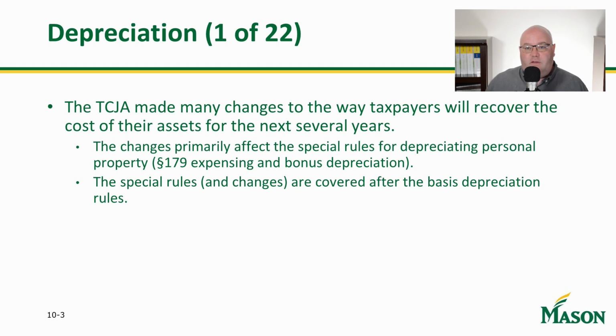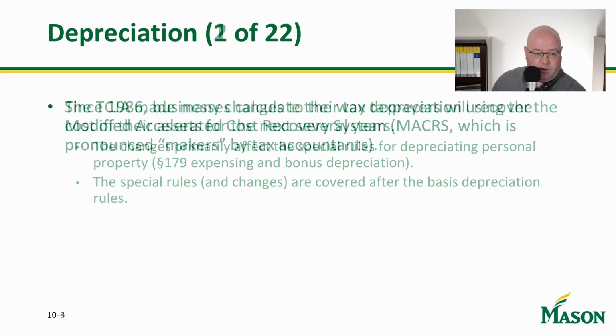So the TCJA did make many changes about the way that they recover. Previous to the TCJA, there was a 50% bonus depreciation. They went ahead and changed that to make it 100% bonus depreciation. And then 179 actually received several changes also, and we'll talk about some of that stuff.